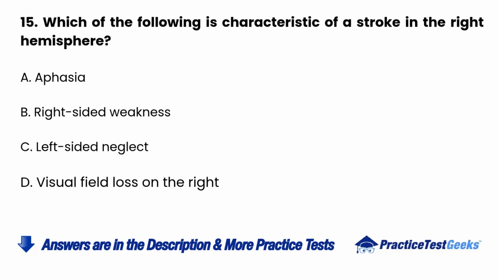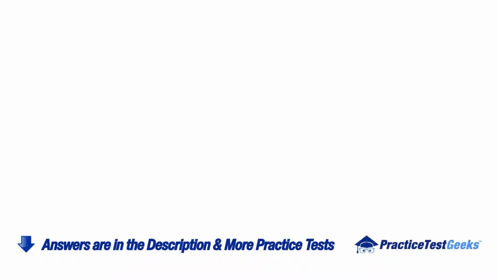15. Which of the following is characteristic of a stroke in the right hemisphere? A. Aphasia. B. Right-sided weakness. C. Left-sided neglect. D. Visual field loss on the right.